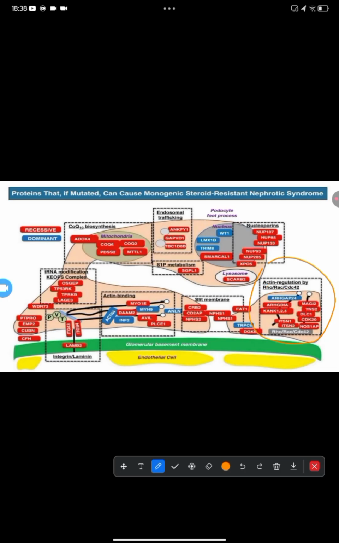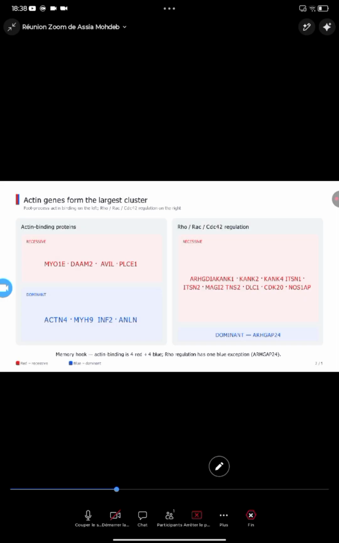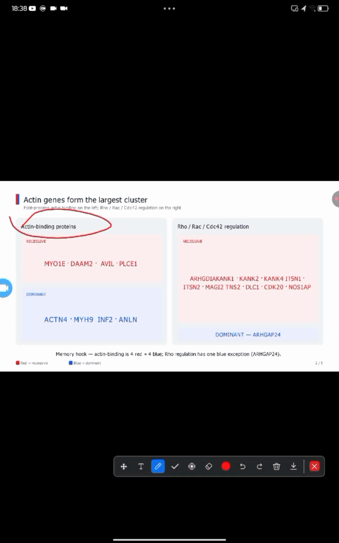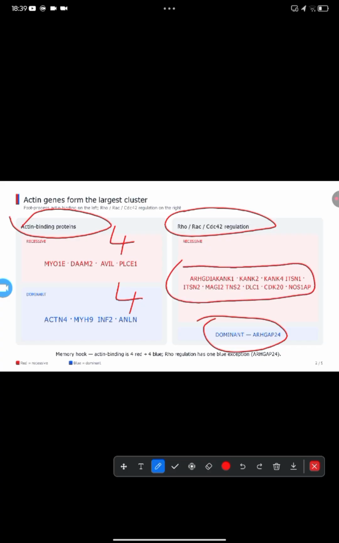So if we want to remember these genes, we would say that we have actin-binding proteins and actin regulation proteins. In the actin-binding proteins, we have 4 recessive genes and 4 dominant genes. On the other hand, in the actin regulation proteins, we have 1 dominant gene, which is ARHGAP24, and the rest of the genes are recessive.